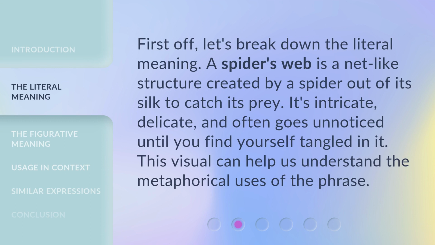First off, let's break down the literal meaning. A spider's web is a net-like structure created by a spider out of its silk to catch its prey. It's intricate, delicate, and often goes unnoticed until you find yourself tangled in it. This visual can help us understand the metaphorical uses of the phrase.